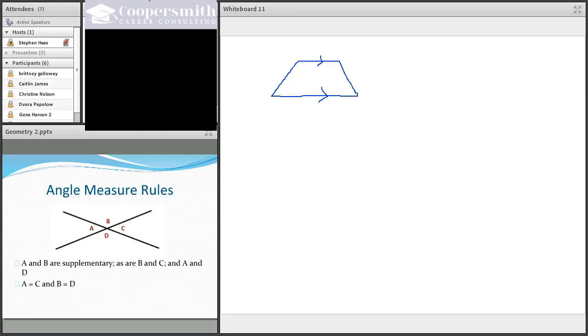As we go to the formulas, we're going to learn about the formulas to figure out the areas of each of these, etc., etc. Okay. Let's take a look at some angle measure rules over here.